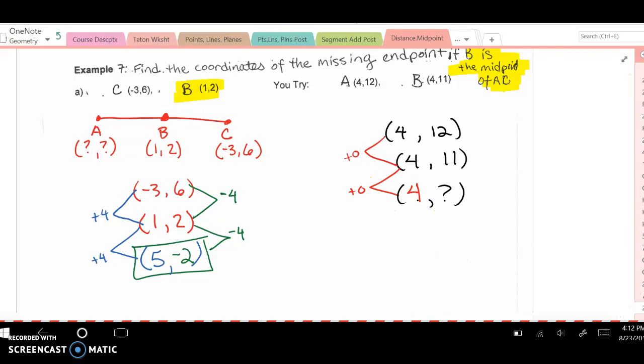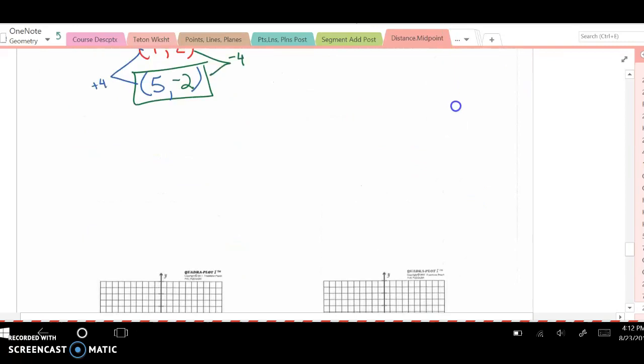Then for the right-hand side, we went from 12 to 11. Okay, so we subtracted 1. If we subtract 1 one more time from 11 to the next number, we get 10. So your answer would be 4, 10. Okay, so why does this work?